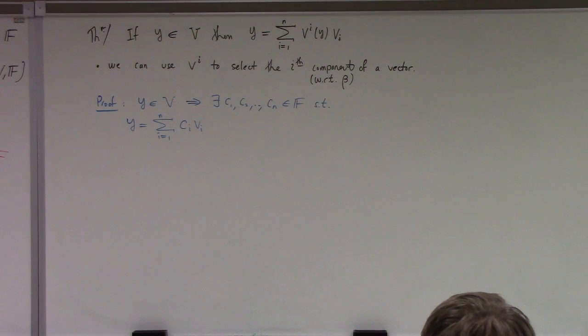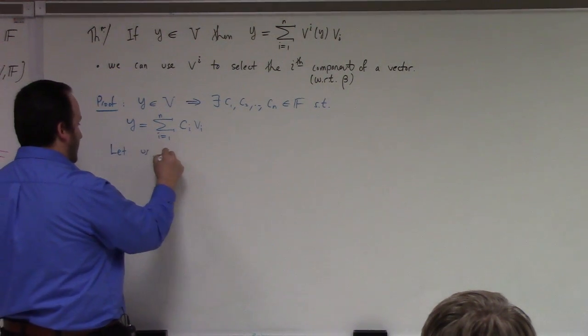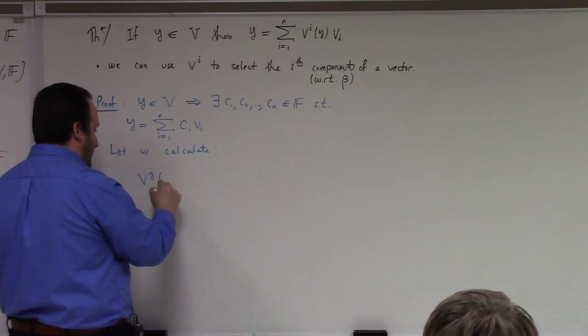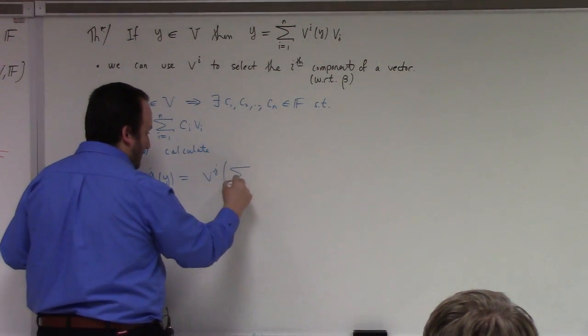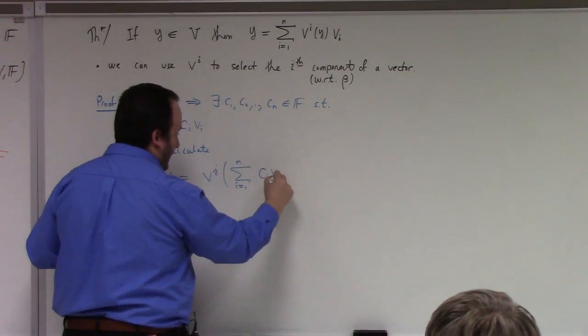All right? So what do I do? I just take this basis expansion and I act on it by my jth dual basis vector. So let us calculate v upper j on y. What's that equal to? Well, that's v upper j on the sum i equals 1 to n of Ci Vi.